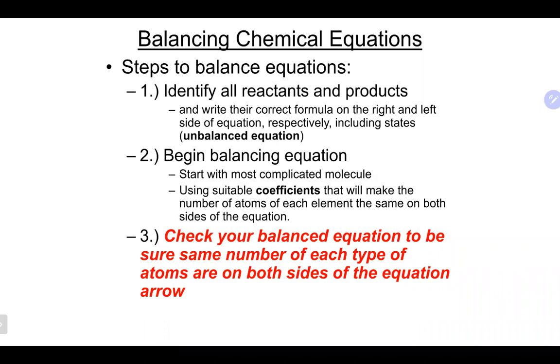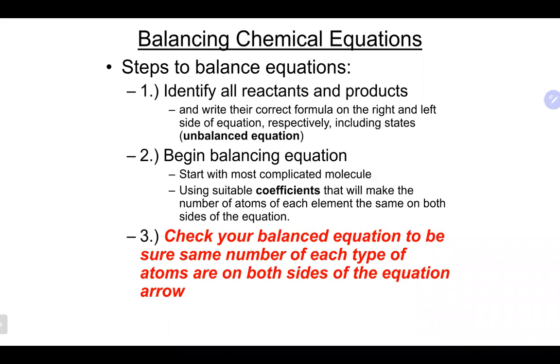Once you have your right formulas down, that's the unbalanced equation. You can begin balancing, which, personally, I go with whatever seems easiest to fix. I personally like to make a table of how many we have on the reactant side and how many we have on the product side. The table oftentimes will help you visualize where to start balancing it.